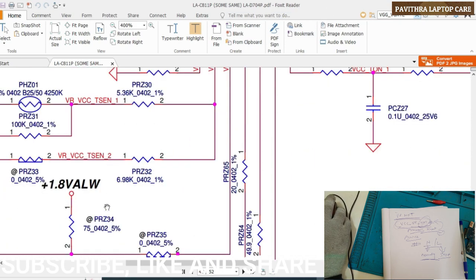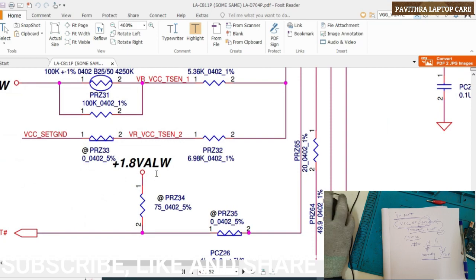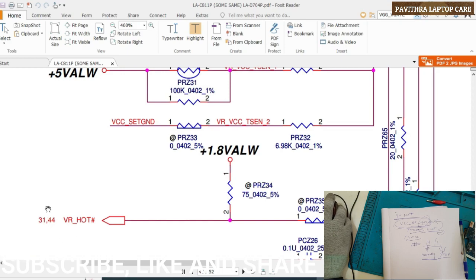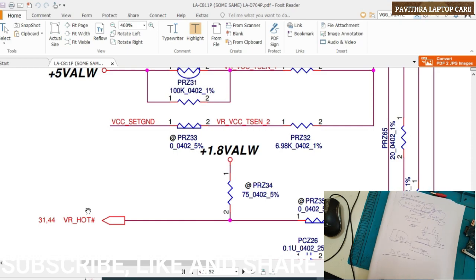That is the reason 1.8 volts will always be there, using this pull up. This particular VR hot always has 1.8 volts. If there is no voltage, then the motherboard will be in dead condition. Clear? Clear, sir. Okay, now once again I'll repeat.